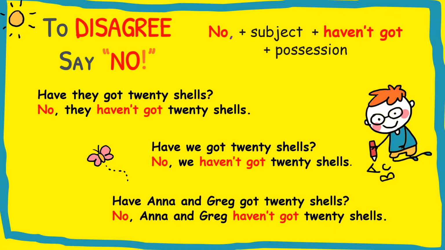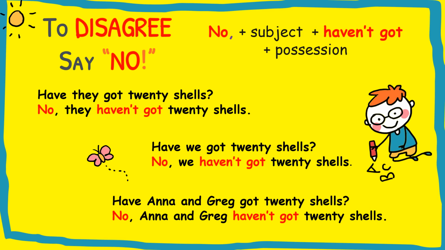Now let's practice to disagree. And to disagree is to say no. The same rule applies. To say no, begin with the word no. Continue with the subject. Then the verb haven't got. And finally, the possession in question. Remember, no comes with haven't got. Now, let's have a look at the given examples here, and then you repeat after me.